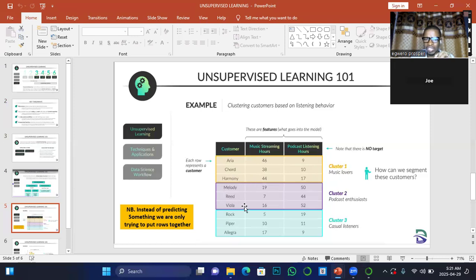Now, we look at the next set of people here. Under music, they drop, but here they increase under podcast listening. They are doing better than this set of people. So we now group them as cluster 2 and name them what? Podcast enthusiasts. Then this set of people, comparing them with these two other clusters, they are not doing well. Look at their values under both headers, they are low. That is why we classify them as casual listeners.